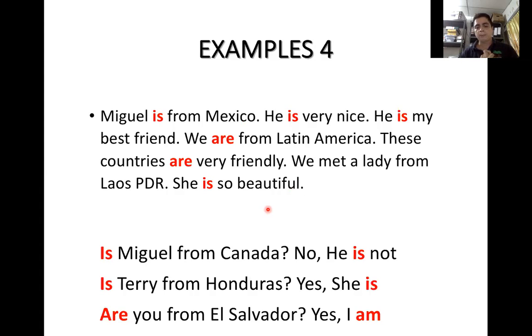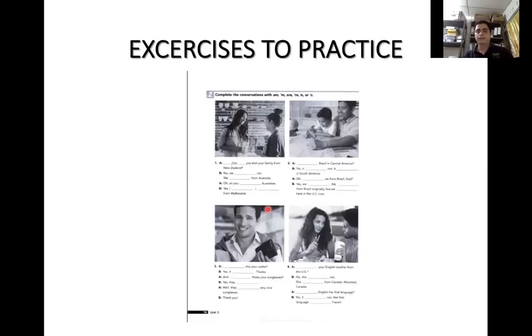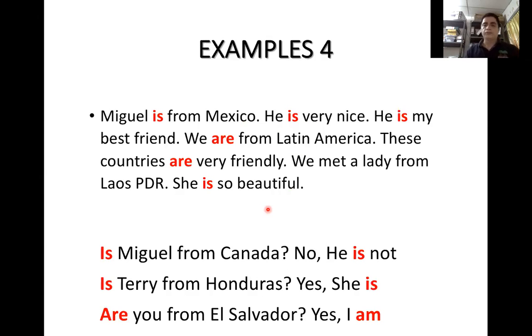Is Terry from Honduras? Yes, he is. Are you from El Salvador? Yes, I am. So these are just to do some practice in pair work. Let's do something similar, and I can help you out if you make any mistake.